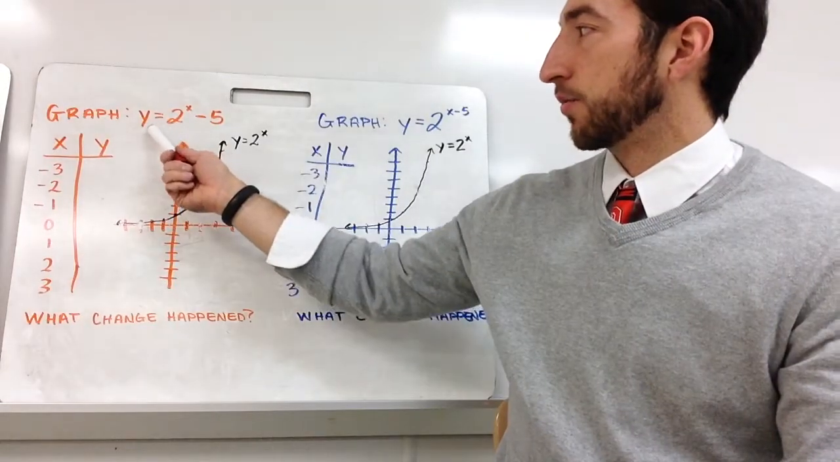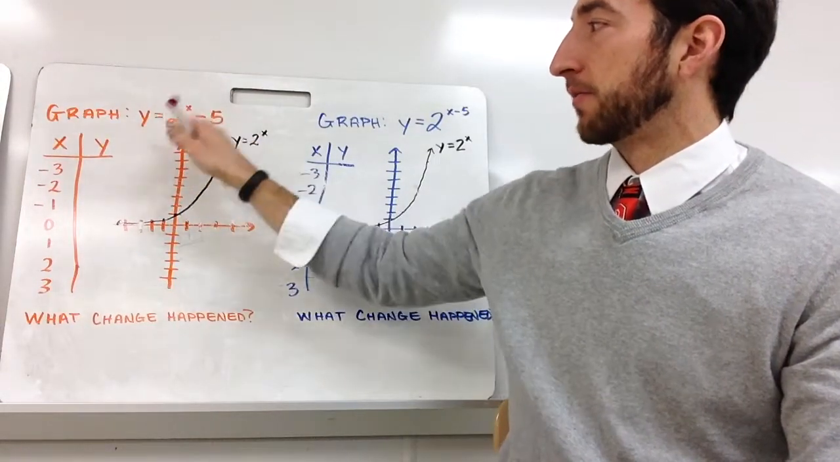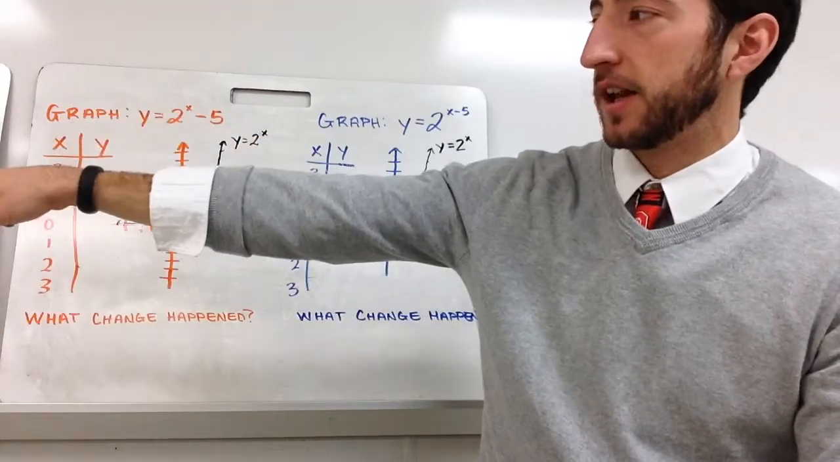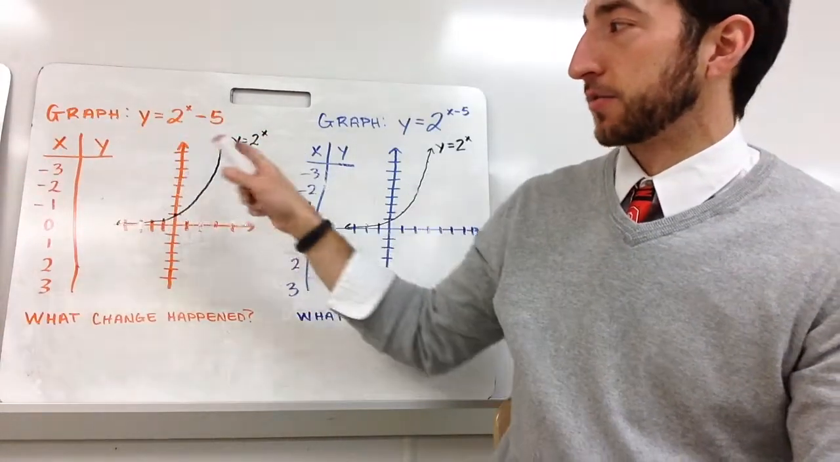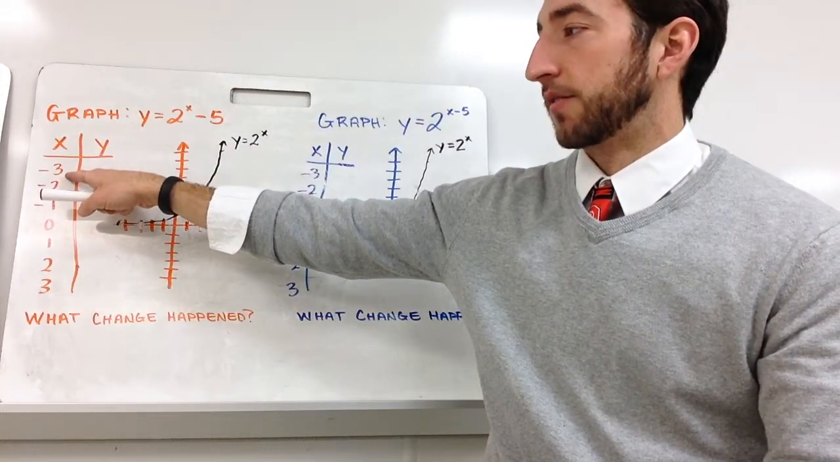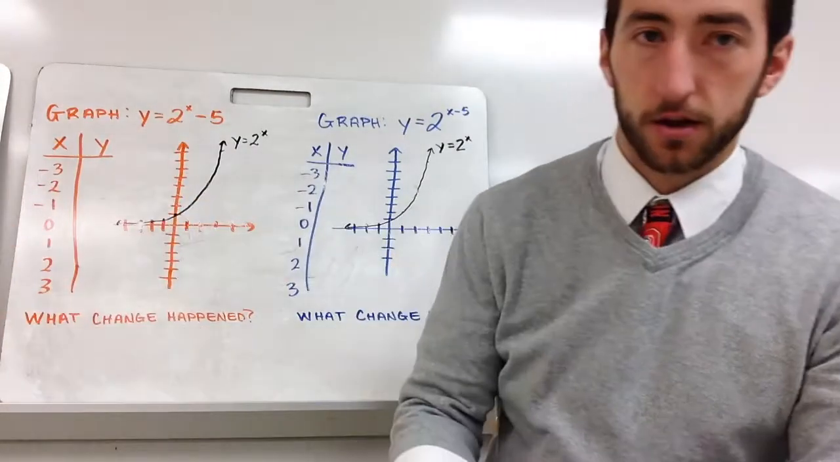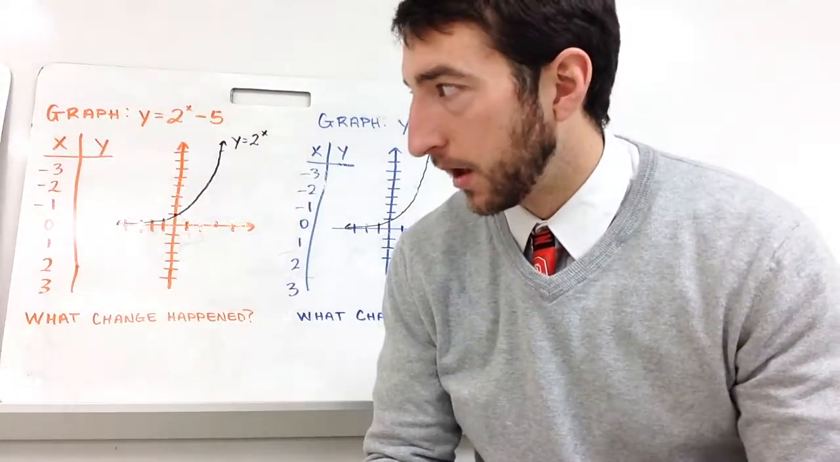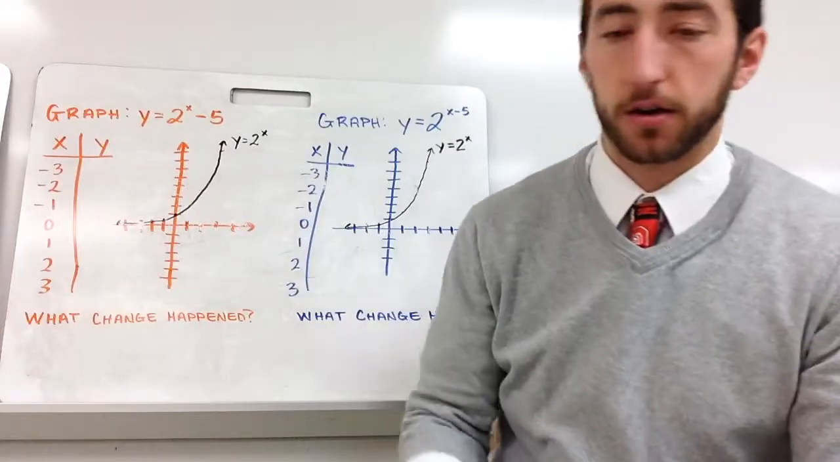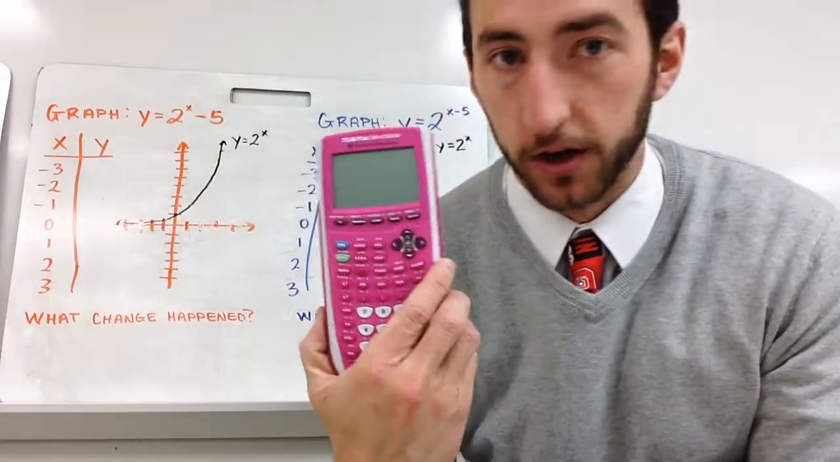So I've got y equals 2 to the x. Remember, that's my parent function. But what I'm going to do is subtract 5. So all of my points that I did have earlier, I'm now going to subtract 5. So if I think of, I got to the negative 3, I had 1/8, so then I would just subtract 5 from that, or you can put it into your calculator.